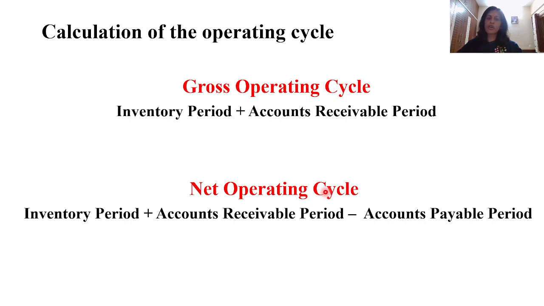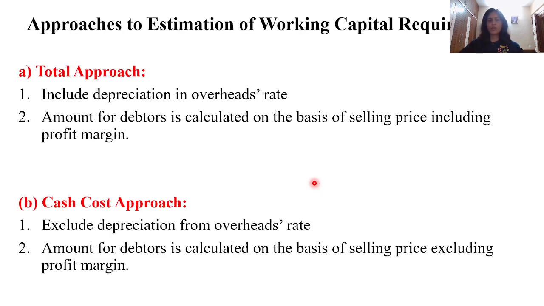If from your gross operating cycle you just reduce your accounts payable period, means creditors payment period, how much time you take to make payments to your suppliers, it becomes net operating cycle. And this operating cycle, if it is less, if it is shorter, it is considered a good one.